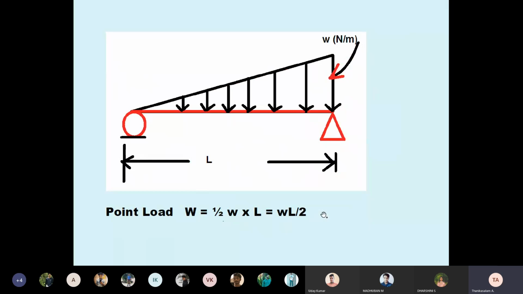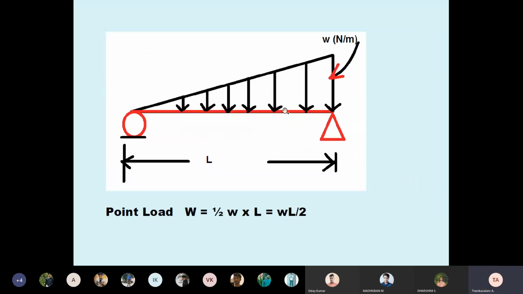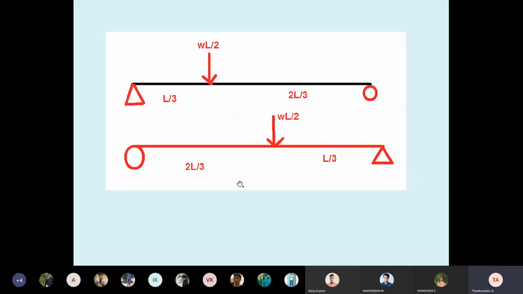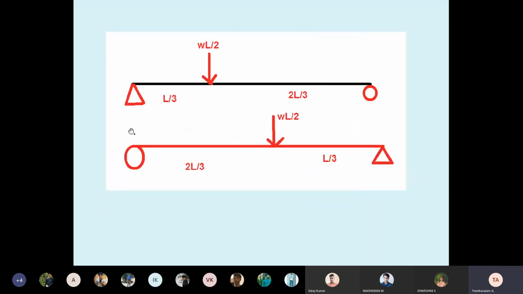Where is it acting? Middle of the triangle. Students, what is the middle of the triangle? This is a standard formula. When the triangle is like this, the middle is L by 3 from the left side, the balance 2L by 3. Suppose in this orientation, from the left 2L by 3, so balance L by 3. So you have to decide which triangle the load is given. Suppose this one is given, the point load is half into L into W, acting at L by 3 distance. See here, first diagram.